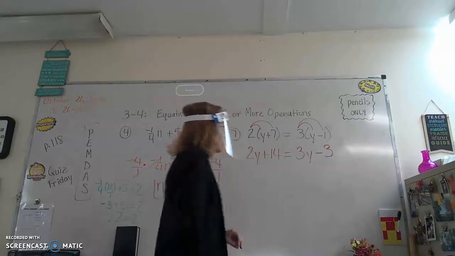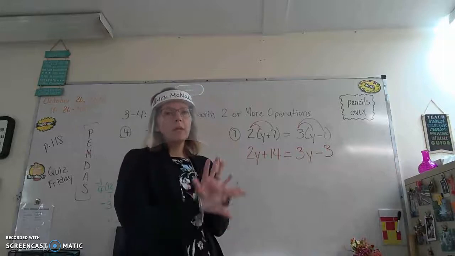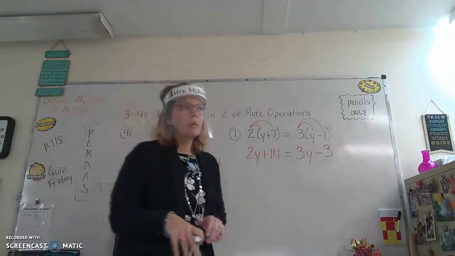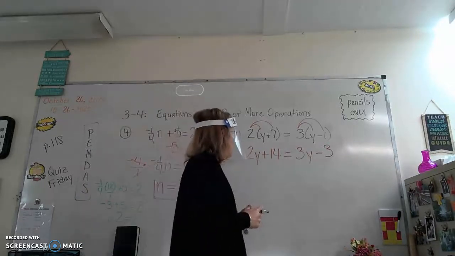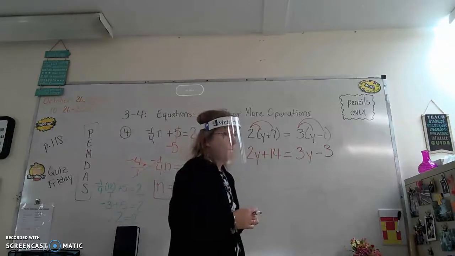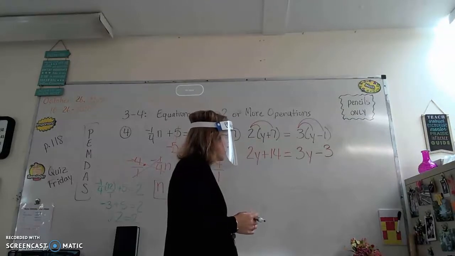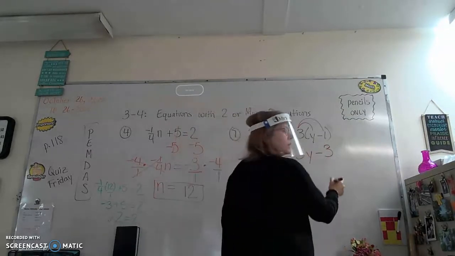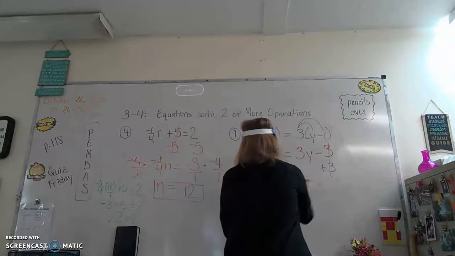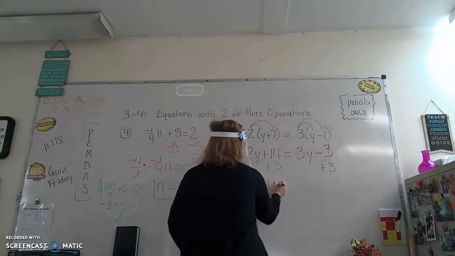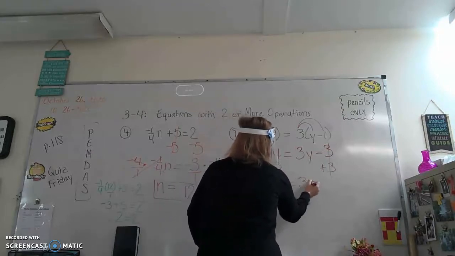Good. All right, so first we distribute, then we did this a little bit last week. We're going to get our variables on one side, our numbers on the other. So you want to move this 3 first. Plus 3, and then plus 14. So we get 2y plus 17 equals 3y.